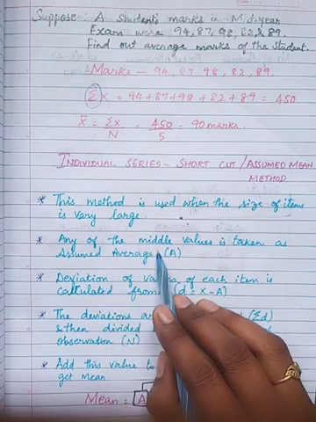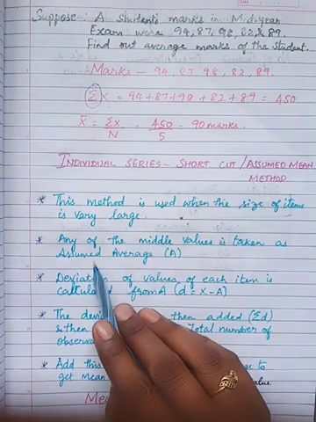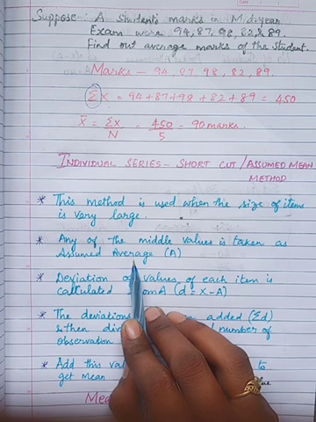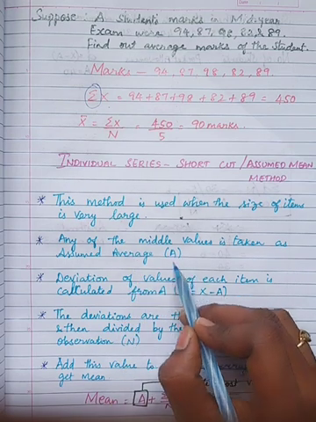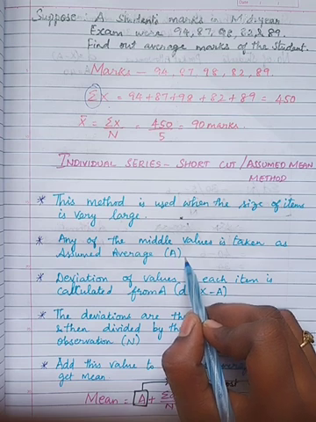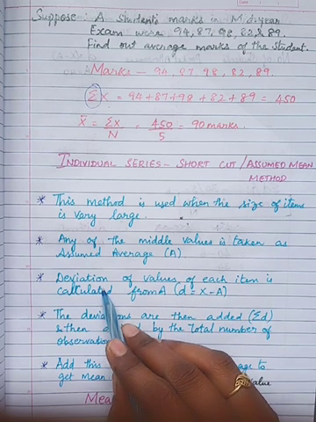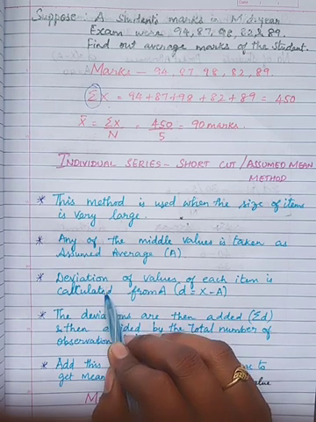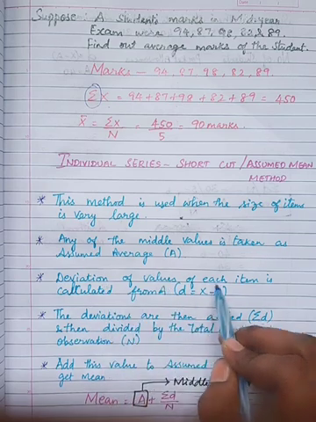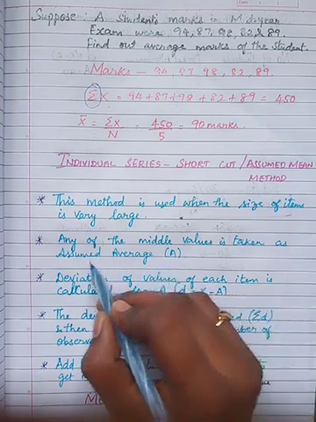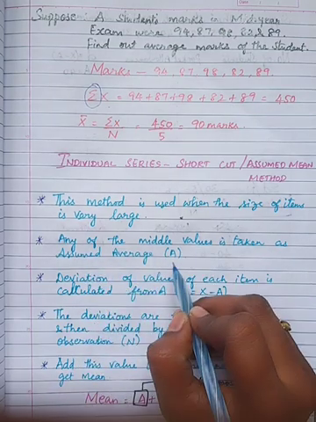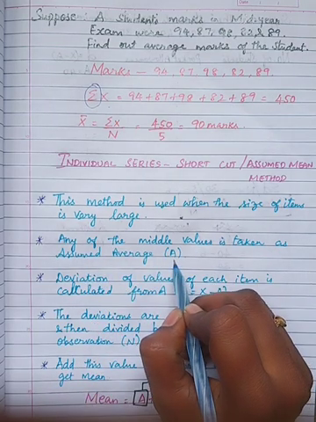Any of the middle values is taken as the assumed average. So we consider that as A. Okay. The next step is to find the deviation. The deviation of the value of each item is calculated from A. So first we have to find the middle value, which is called A, the assumed average.